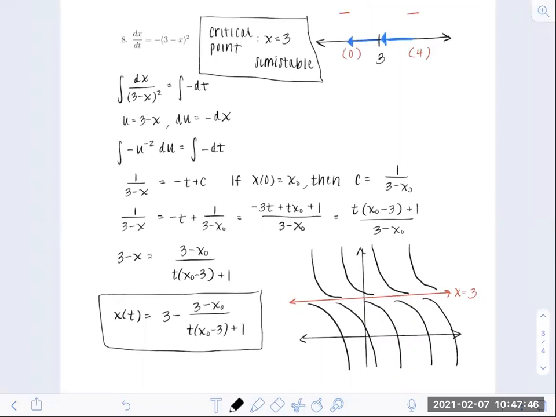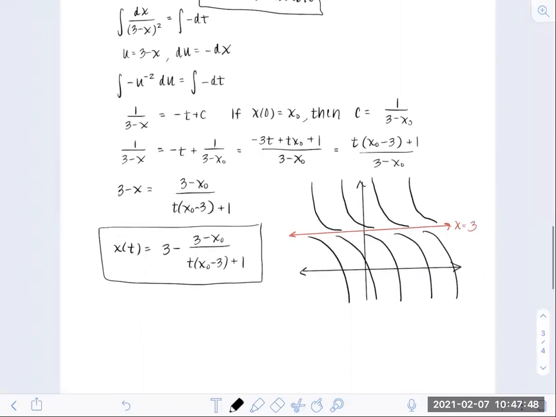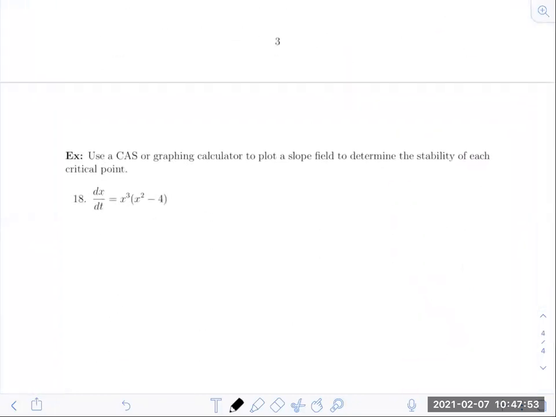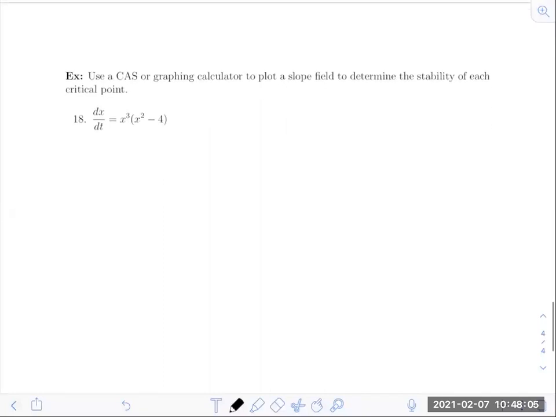All right, we have just one more example here to finish off these notes. And this is just simply going to be looking at the solution curves and determining stability. So these are quite a bit quicker. It says use a computer algebra system or a graphing calculator to plot the slope field to determine the stability of each critical point. So before we start plotting, let's just identify the critical points.